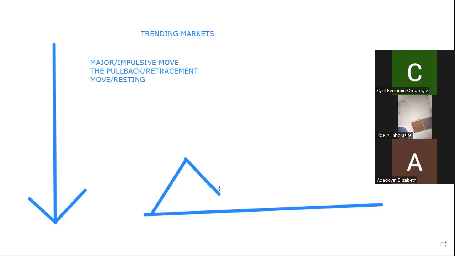So write this down, sir. Number 2, to determine whether a market is trending or not. Determine whether a market is a trending market or not.